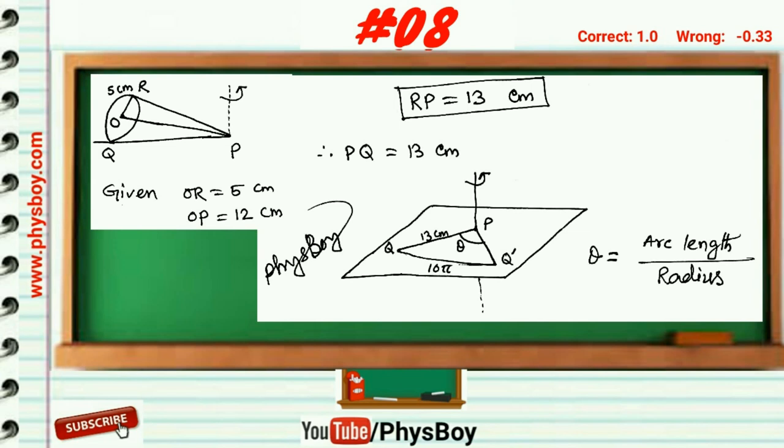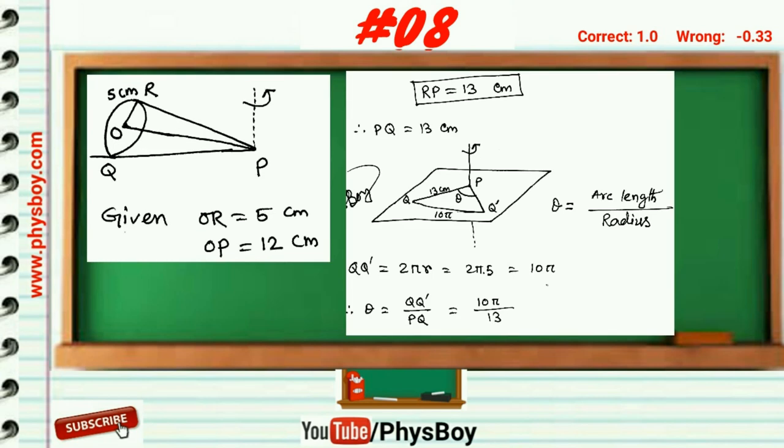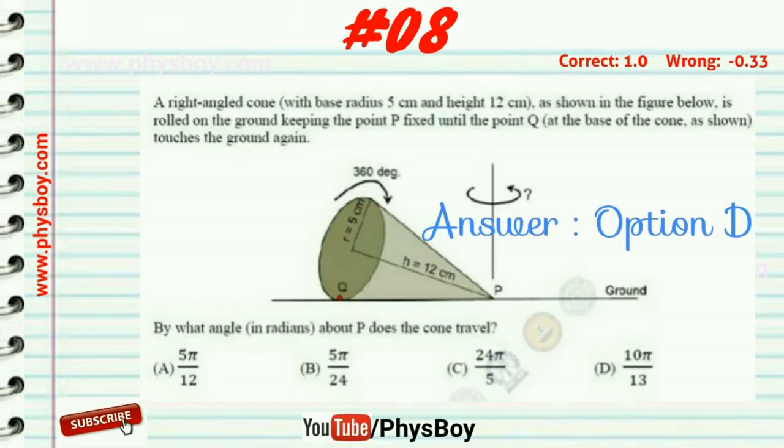The distance between Q and Q prime is equal to the circumference of the cone, that is 2 pi R, and R is equal to 5, so 10 pi. And theta is equal to arc length, that is 10 pi, divided by the radius. Here the radius is PQ, which is equal to 13 cm. So theta is equal to QQ prime by PQ, which is 10 pi by 13. So option D is the correct answer.